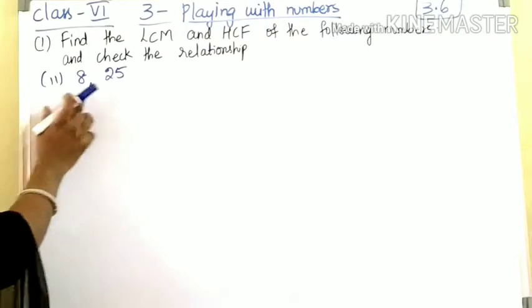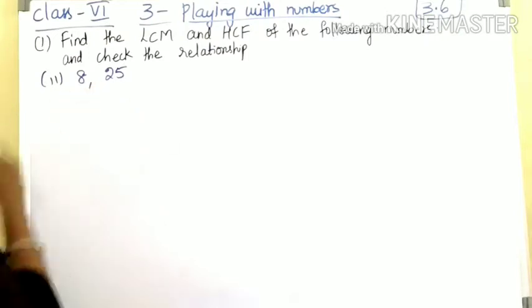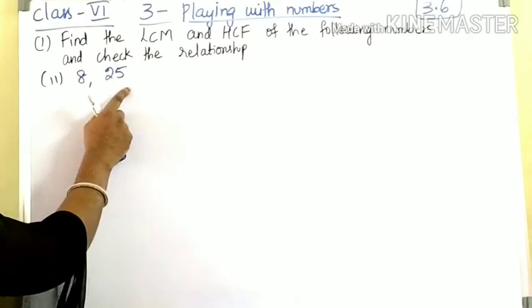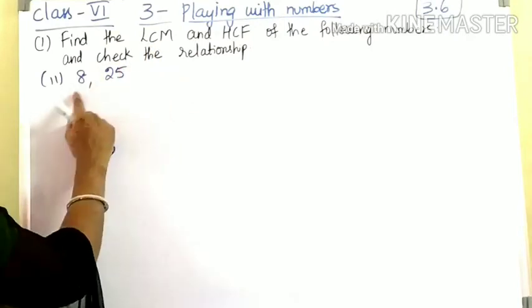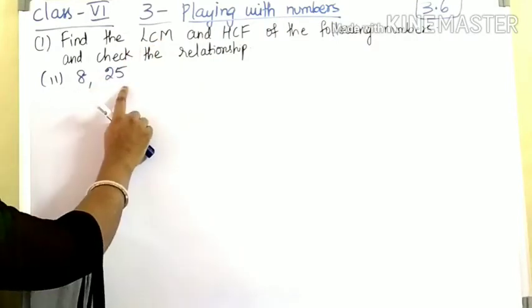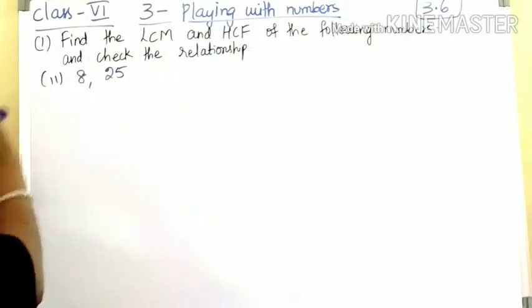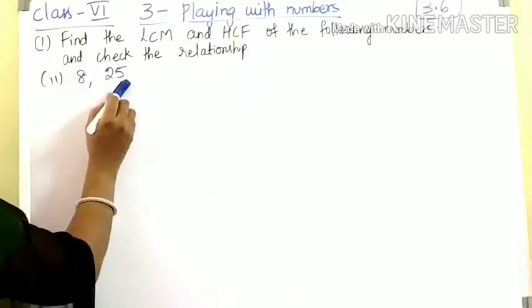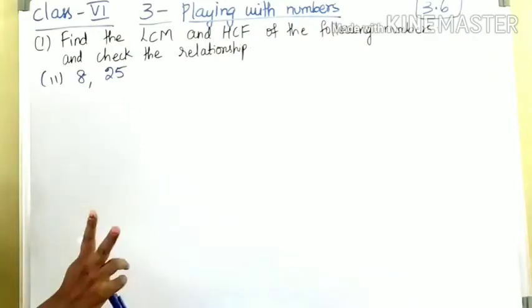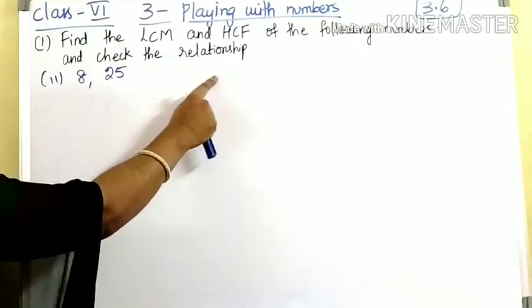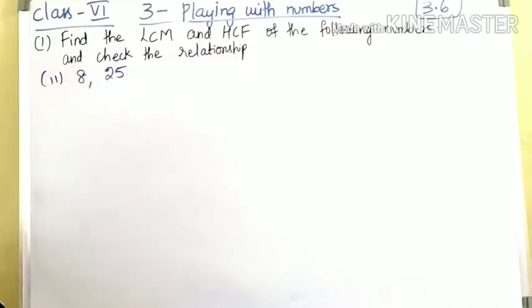Coming to the second one, 8 and 25. Children, here 8 and 25 are co-prime numbers. What are co-prime numbers? The numbers which have only one as a common factor. So whenever you get co-prime numbers, the product of these two numbers will give you the LCM. So what is the LCM here? 8 into 25, that is 200 is the LCM. And how to find the HCF of co-prime numbers? You always get the HCF of co-prime numbers as 1. These are the two important points you have to remember, children. The LCM of two co-prime numbers is nothing but their product and the HCF of two co-prime numbers is always 1.